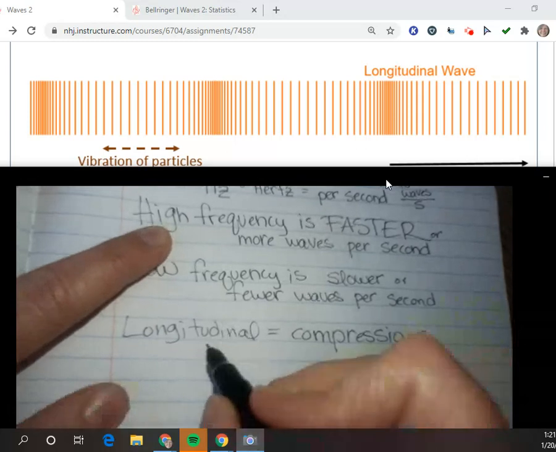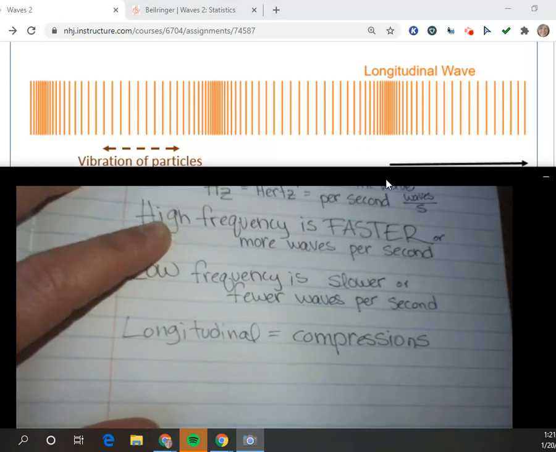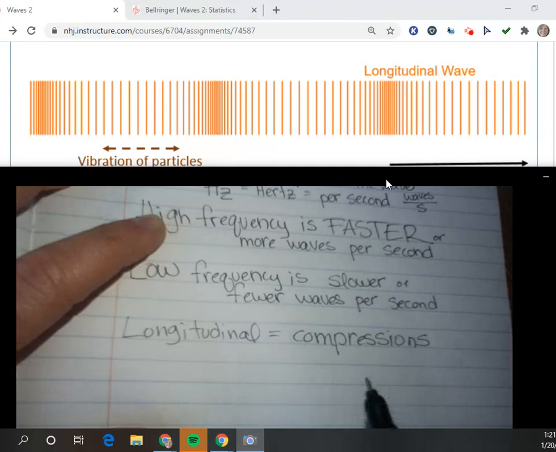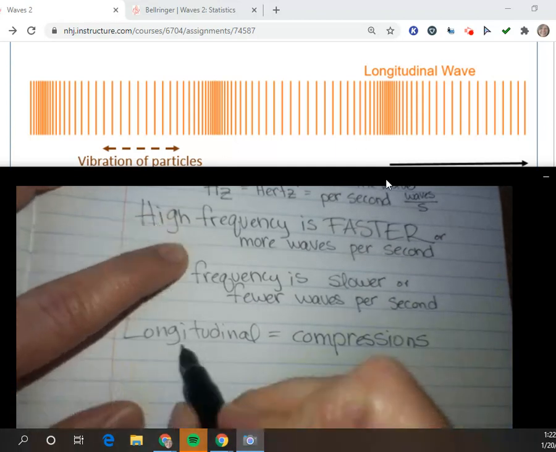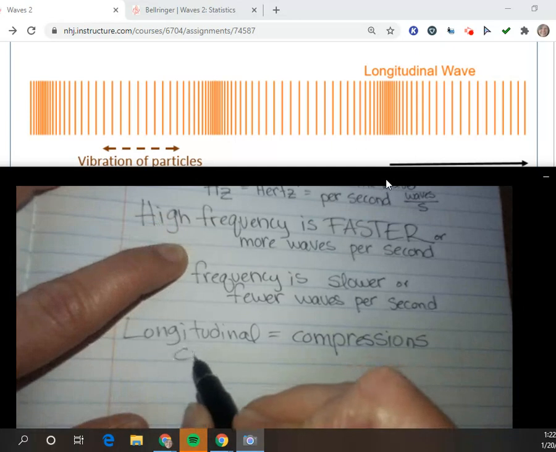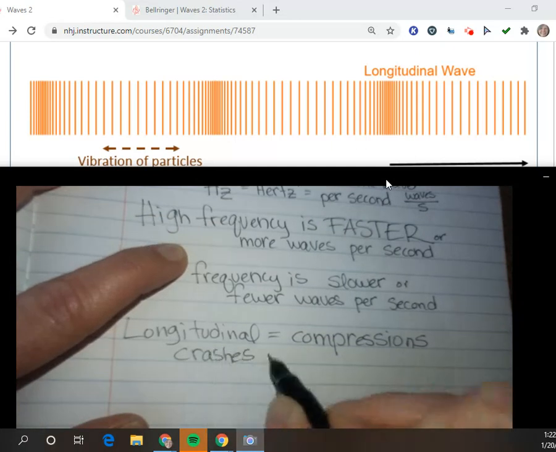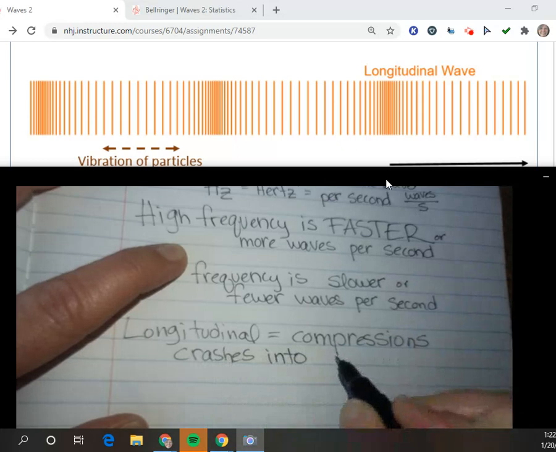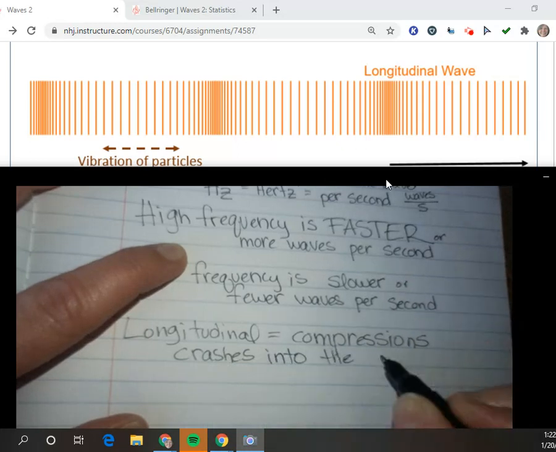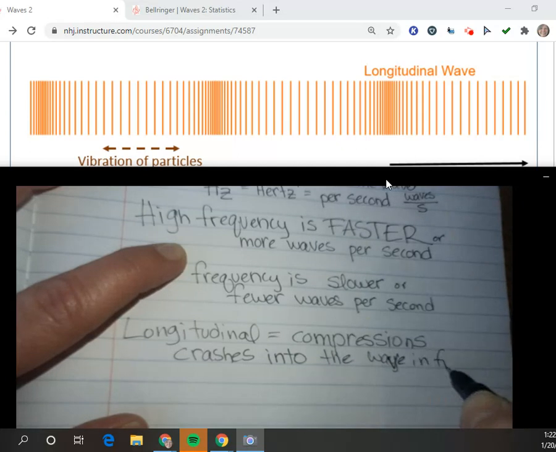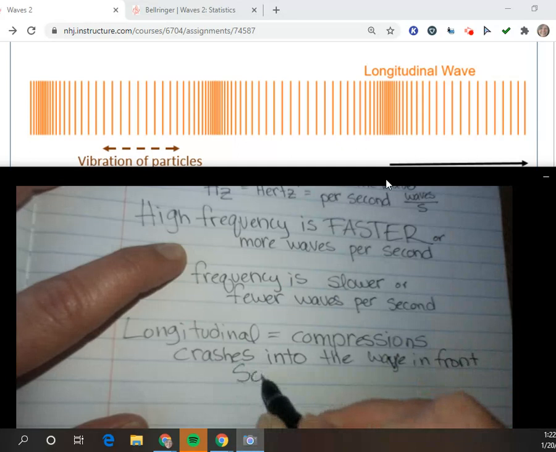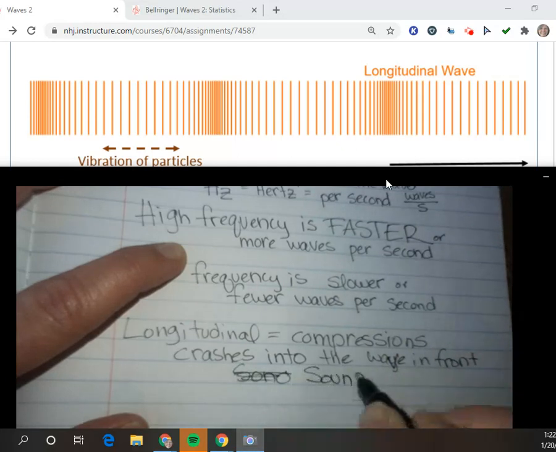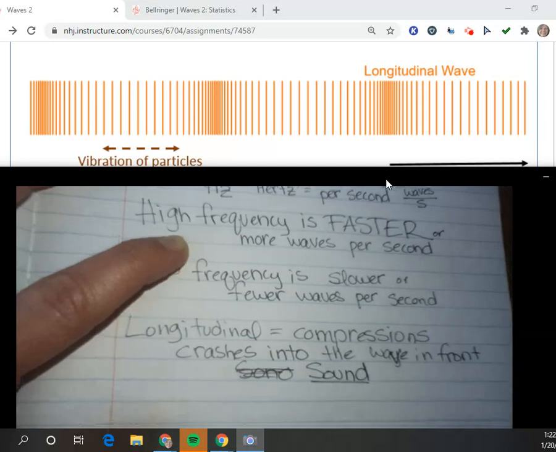Okay. So this is the way sound waves work, and we're going to talk about that a lot more in depth in a little while, but sound waves crash into the air in front of it. So the wave in front. An example is sound. The example is sound. Okay.